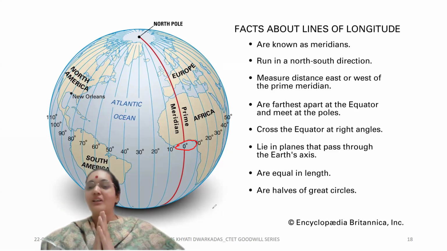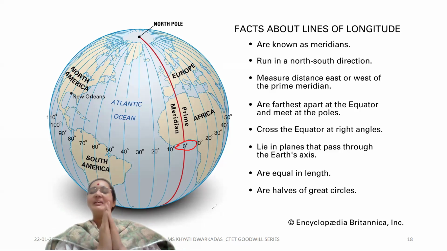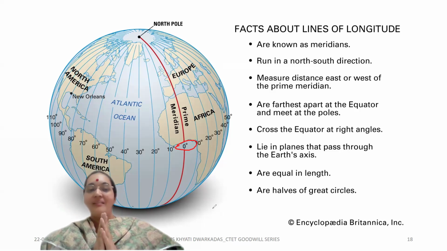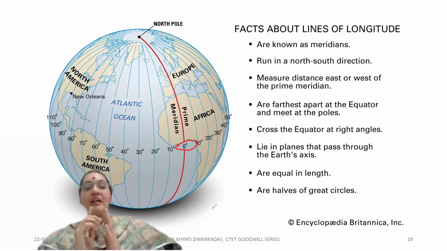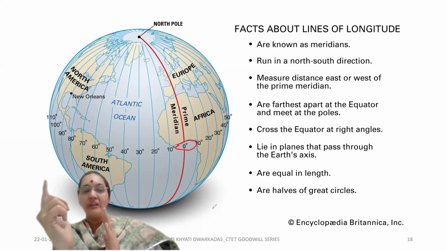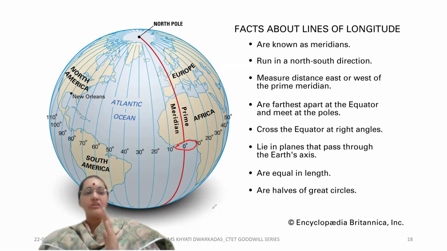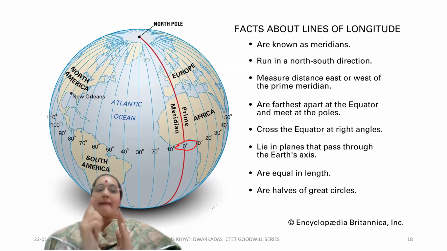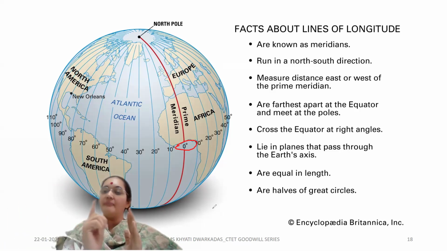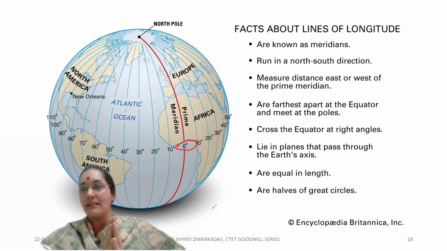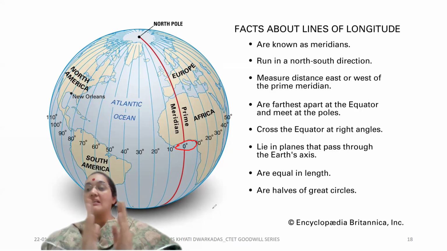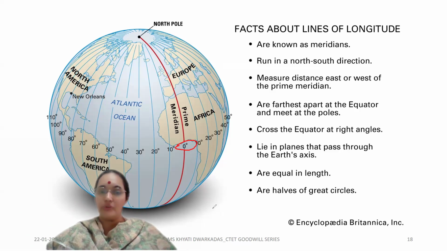However, longitudes are equal in length and they are halves of the great circle. Why? We have 180 degree longitudes going from 0 degrees to the other side on the east, and we have 180 degrees longitudes from 0 degrees to the west. So we have 360 degrees of longitudes.